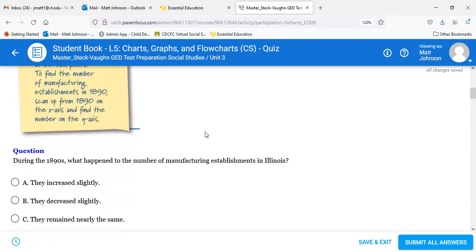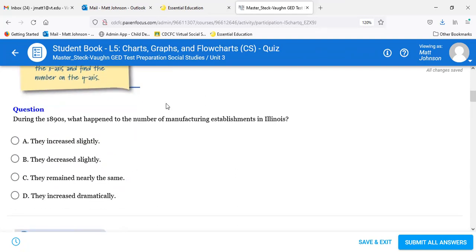All right, our first question. Tracy, would you like to read the first question for us, please? Yes. During the 1890s, what happened to the number of manufacturing establishments in Illinois? A. They increased slightly. B. They decreased slightly. C. They remained nearly the same. D. They increased dramatically. A.